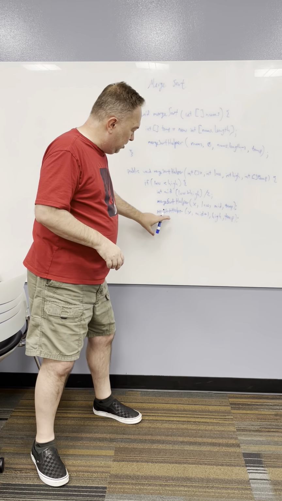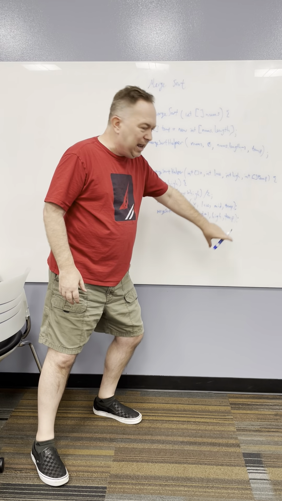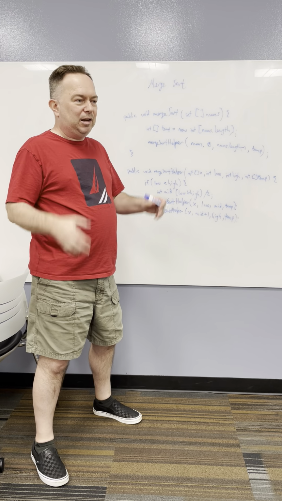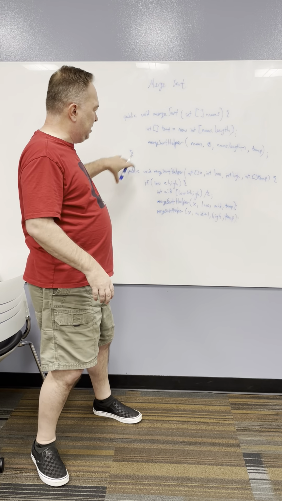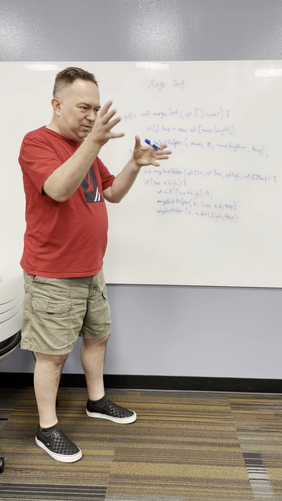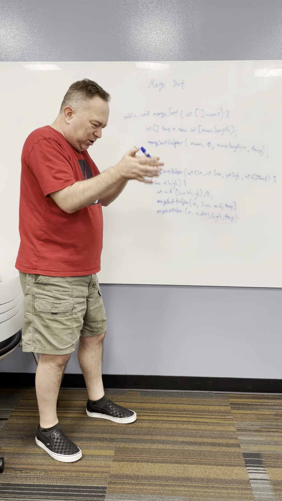And then we're going to call the same thing again, this time with the back half. Mid plus 1 to high, right? So we're going to do that. We're going to call this again. Now what happens when it gets called again? It goes through the same process of cutting it in half. It keeps cutting it in half, cutting it in half, and sorting each chunk.